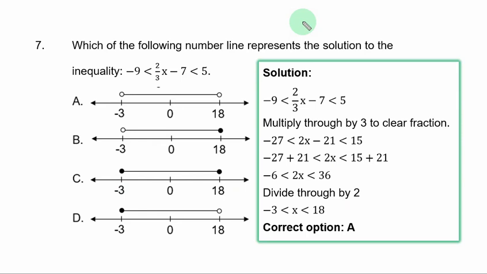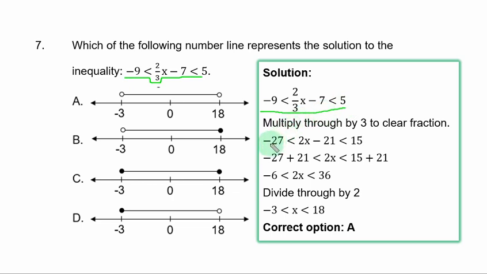Question 7. Which of the following number lines represents the solution to the inequality minus 9 less than 2s over 3 minus 7 less than 5? You have the various options. Solution: you take the given inequality. First, clear the fraction by using 3 to multiply through.